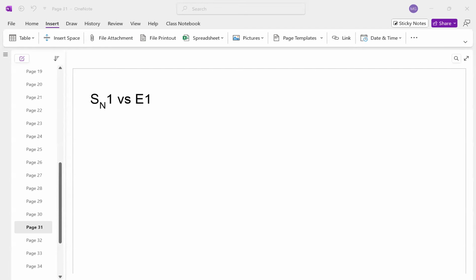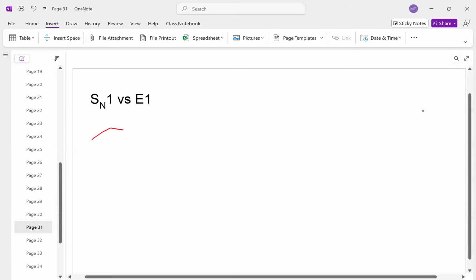So we looked at our bimolecular reactions, SN2 and E2, and compared various aspects of them, the mechanisms, the effect of solvent and nucleophile and base and all of that. So we're going to turn our attention now to the unimolecular reactions, and that's SN1 and E1.